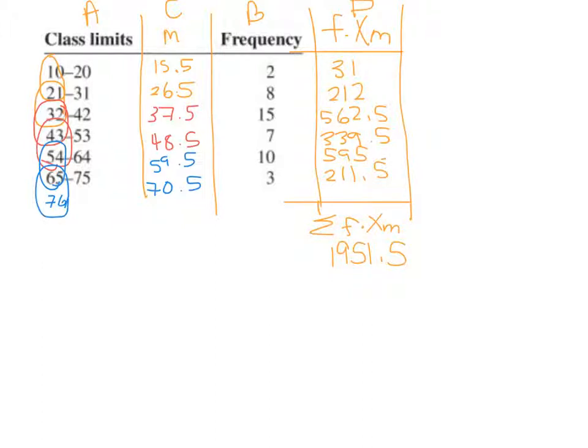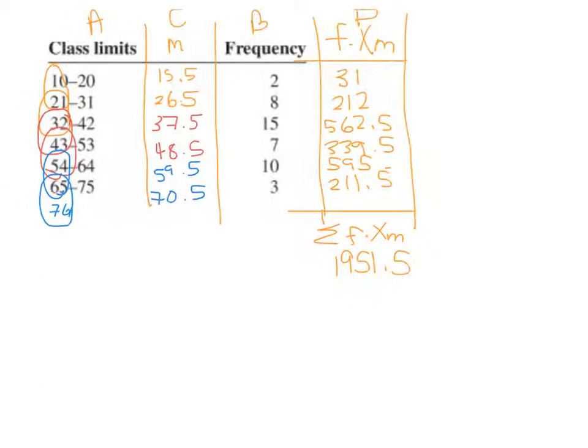Now I'm going to add a fifth and final column. This is going to be column E. And E is going to be the frequency times the midpoint squared. Frequency times the midpoint squared. So if I take this midpoint, 15.5, and square it, and then I multiply it by 2, what number do I get?